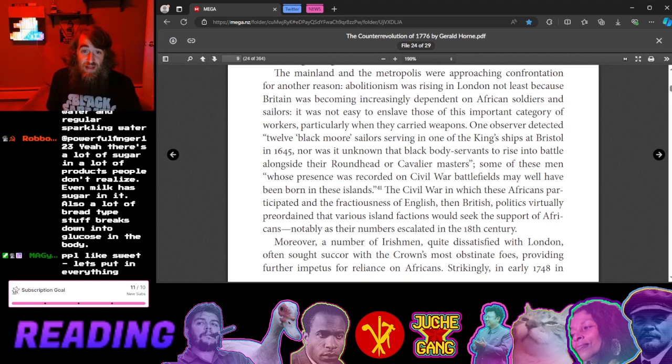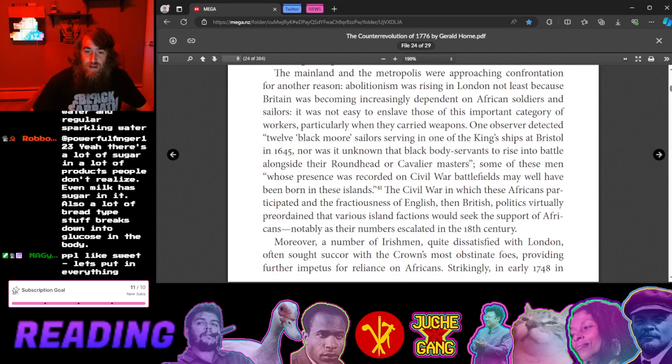The mainland and the metropolis were approaching confrontation for another reason. Abolitionism was rising in London, not least because Britain was becoming increasingly dependent on African soldiers and sailors. It was not easy to enslave those of this important category of workers, particularly when they carried weapons. One observer detected 12 black Moor sailors serving in one of the king's ships at Bristol in 1645.